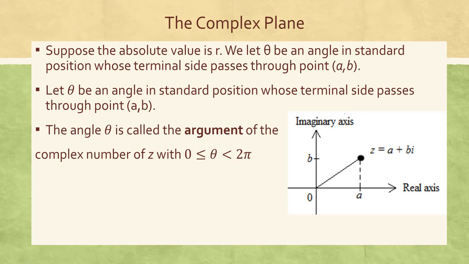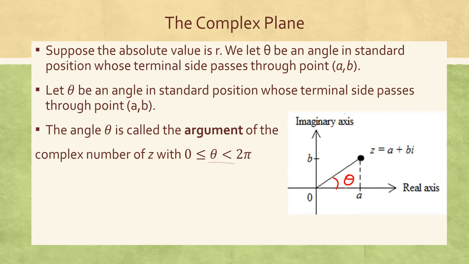Okay, so let theta be an angle in standard position. Terminal side passes through point (A, B). What this wants to say is, this theta is an angle in the standard position. This is theta. The angle is called the argument of the complex number, between 0 and 2 pi.